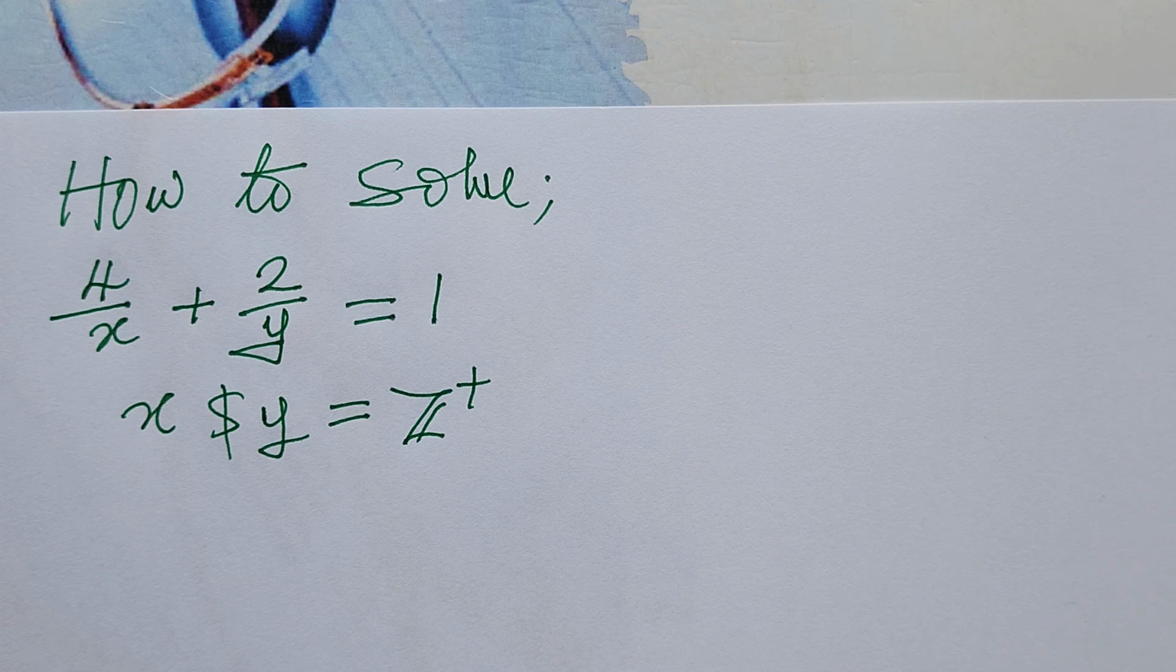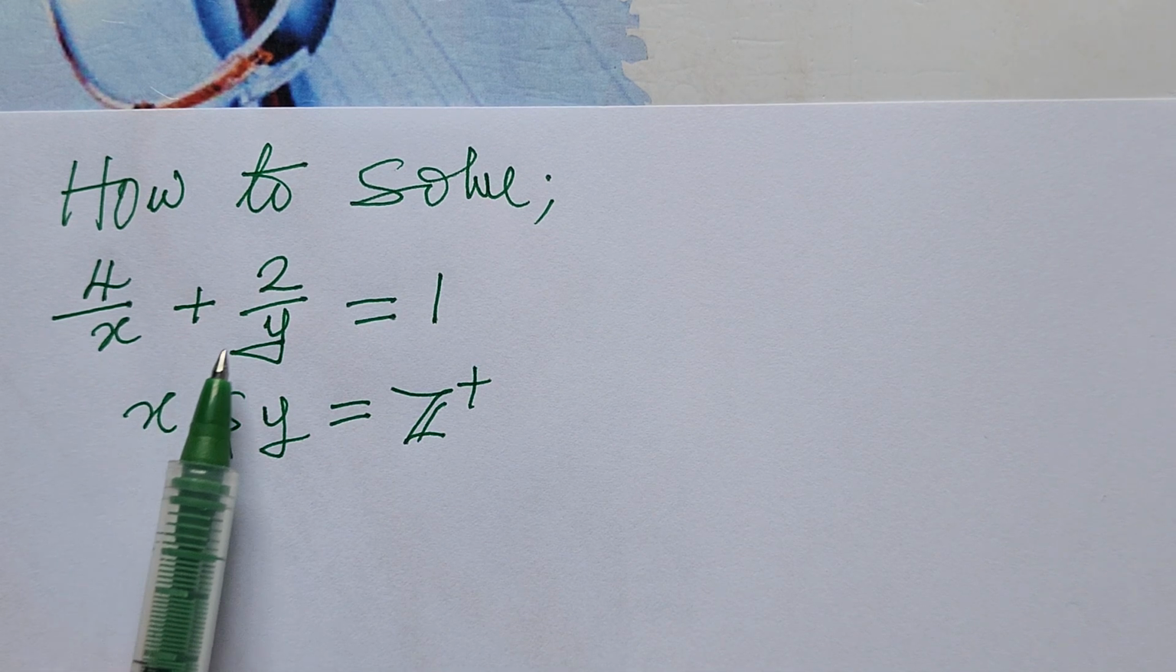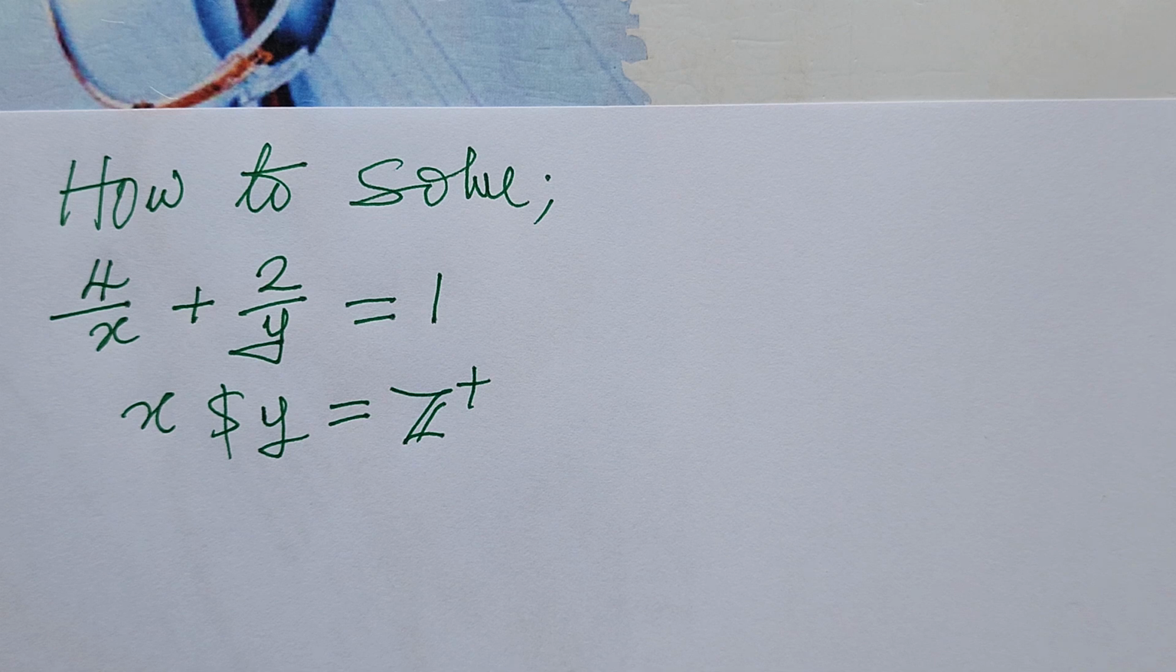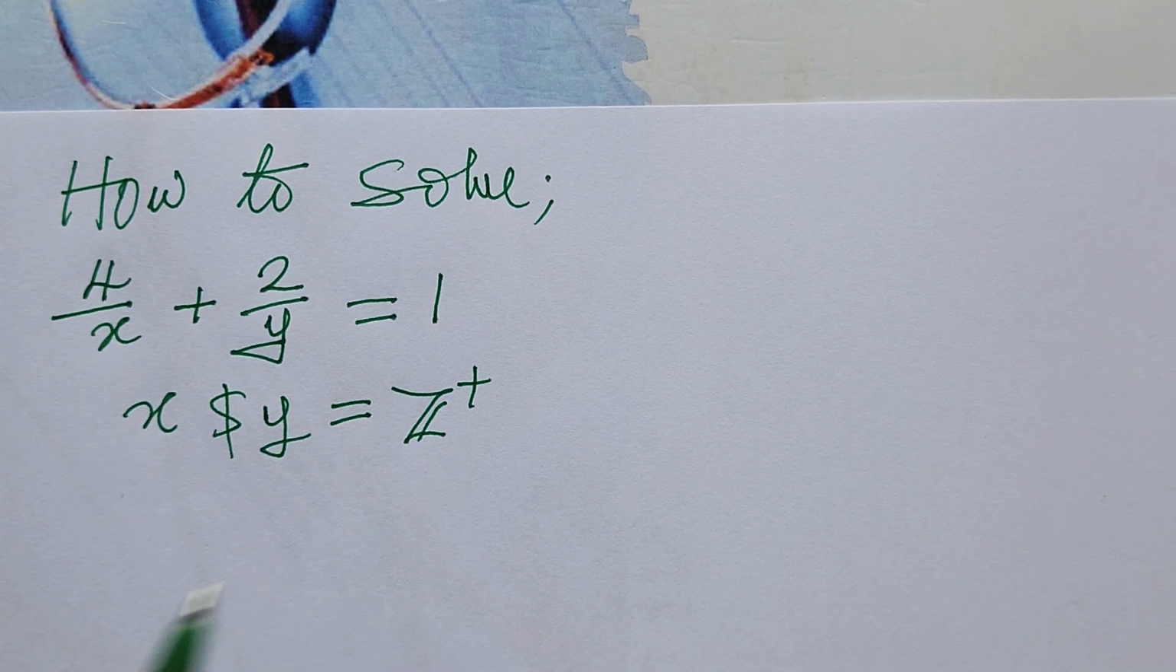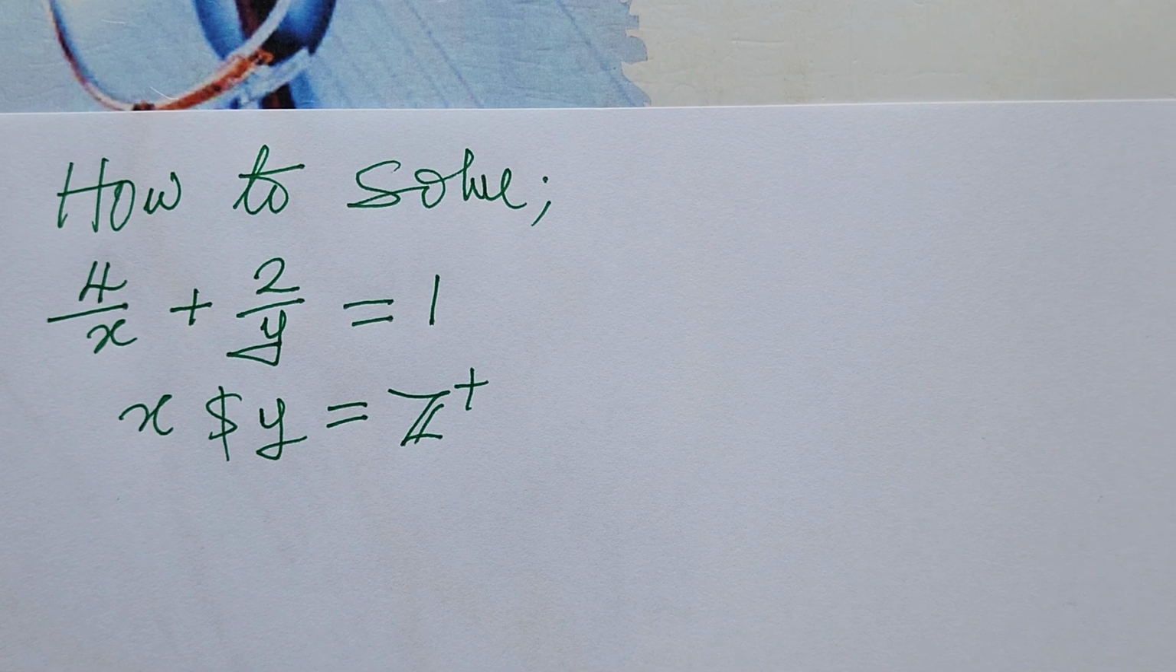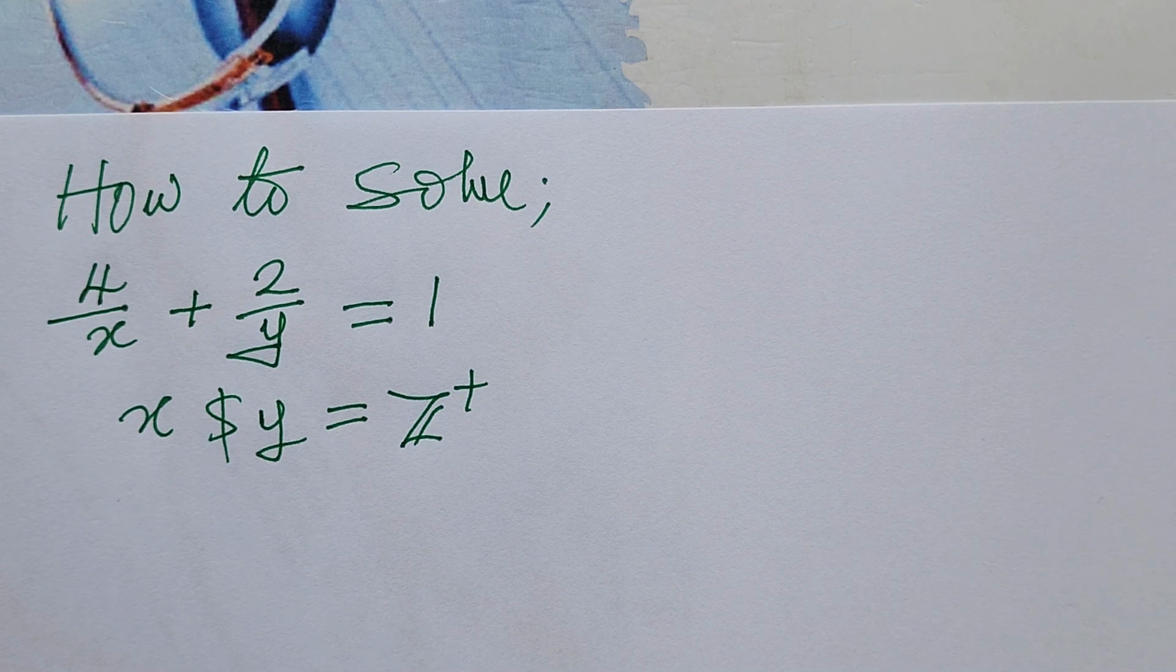Today we have this nice math problem before us. The question reads: how to solve 4 over x plus 2 over y equals 1. Here the condition given is that x and y belong to the set of positive integers. So we have to narrow our solution to only the positive integers of this math problem.